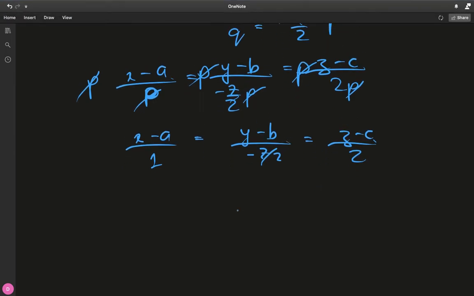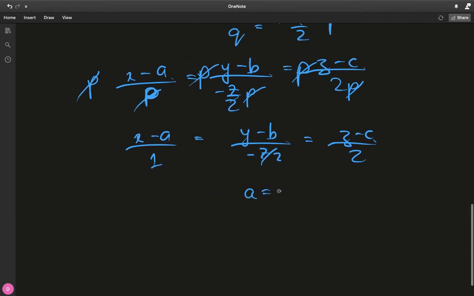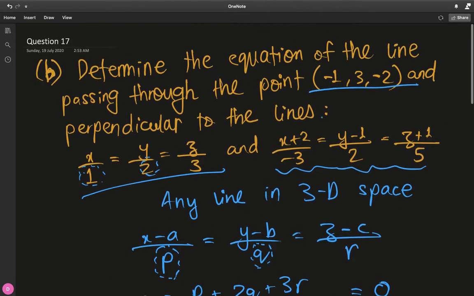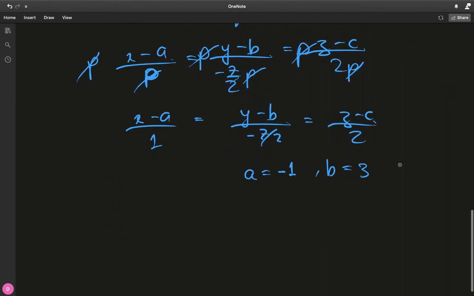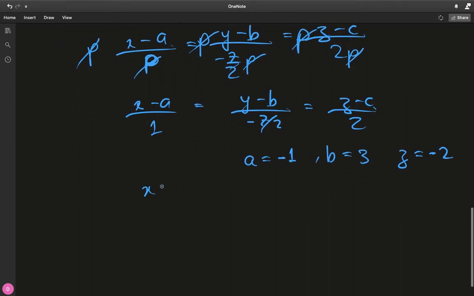Now, to ensure that this point always lies on this line, we let a equal negative 1, b equal the y coordinate of this which is 3, and c equal negative 2. If you make that substitution, you'll have (x plus 1) over 1 being equal to, this negative can flip the order, (3 minus y) over 7 by 2, which is 3.5, is equal to (z plus 2) over 2.